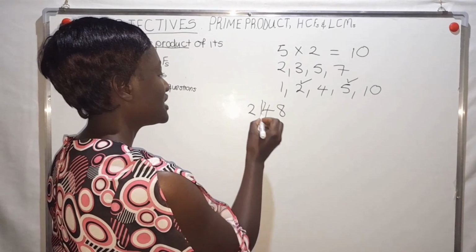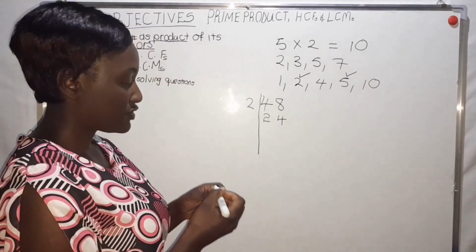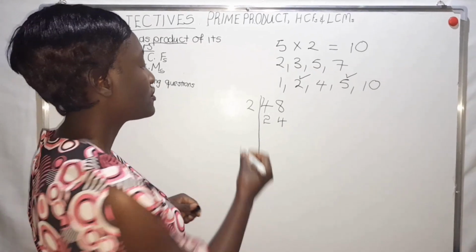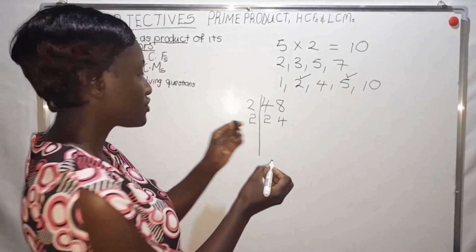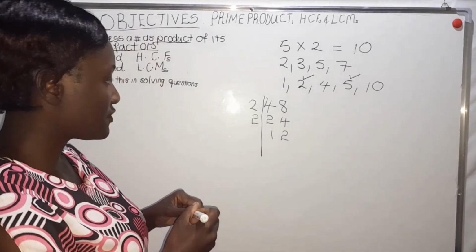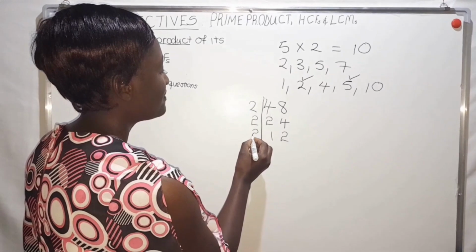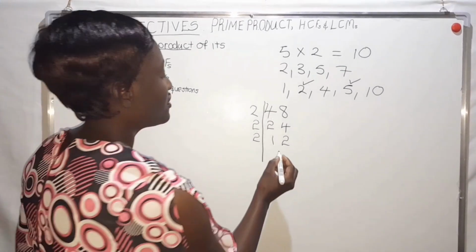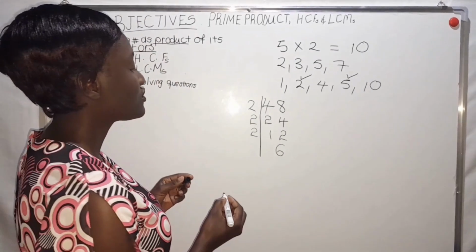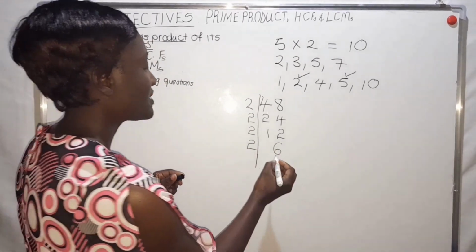We say 2 into 48, we get 24. We look for the smallest prime factor for 24, which is 2 again. We say 2 into 24, we get 12. We look for the smallest prime factor of 12, which is 2 again. So we divide by 2. We say 2 into 12, we get 6. The smallest prime factor for 6 is 2. We divide again by 2. We say 2 into 6, we get 3.